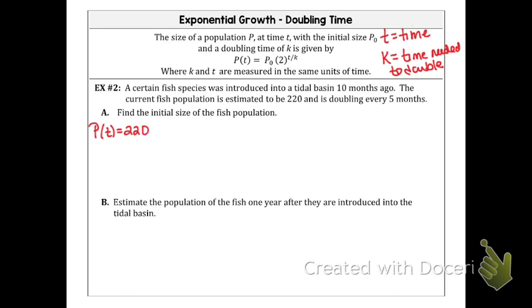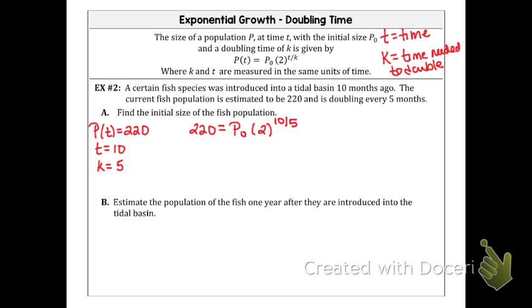All right. And let's see, we know that population right now is at 10 months, so my T is going to be 10, and K is how long does it take it to double. It says it is doubling every 5 months. So, using my equation here, my P of T equals, we don't know P sub 0, times 2 raised to the T divided by K.